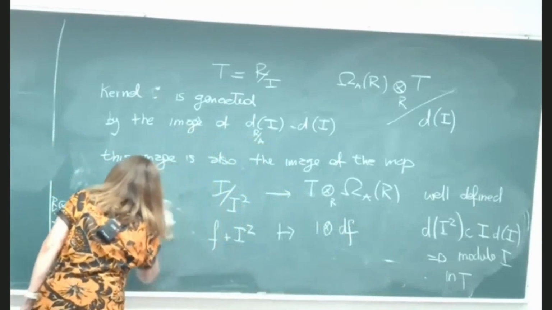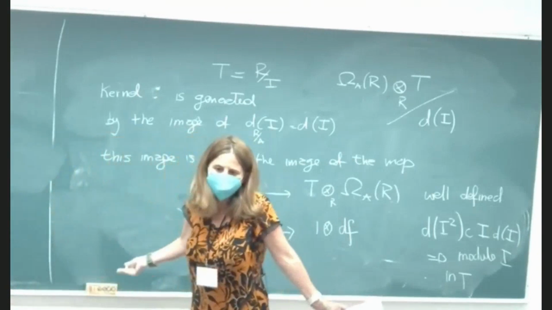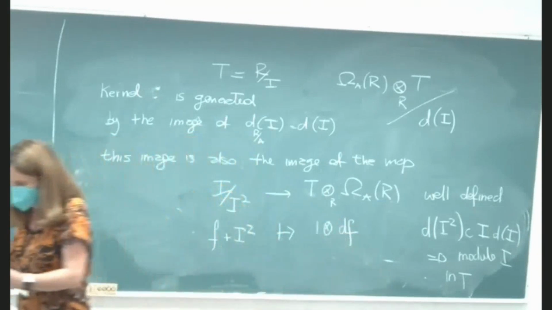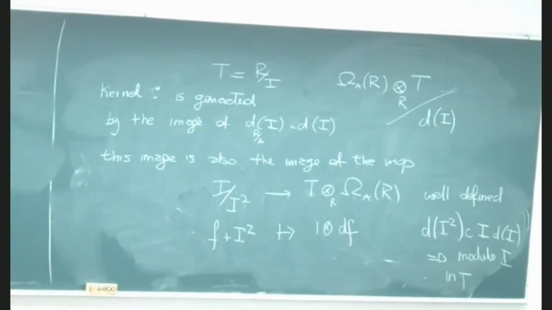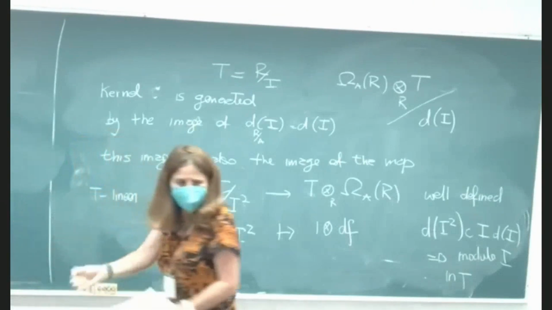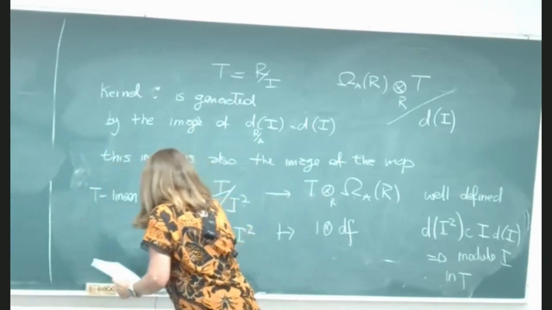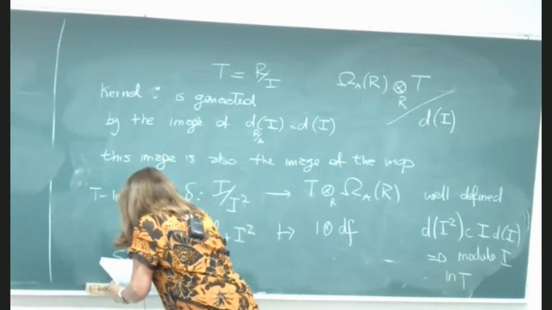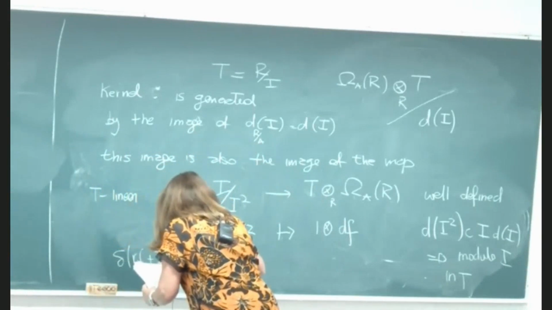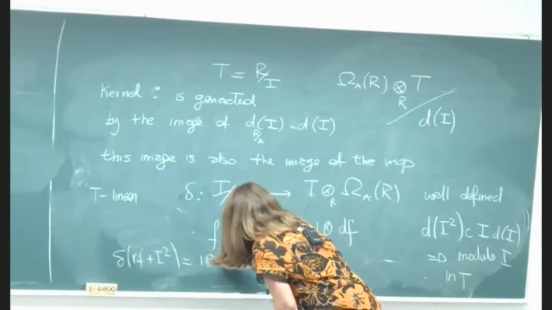So you have to show that the image goes in the right place. This shows it right away because you are tensoring with R over I. But that was exactly the content of that. Okay, and now we have to show that this map is T-linear, because I claim that this map is T-linear. Let's call it delta, because delta of Rf plus I square is, remember how we defined it here, 1 tensor d of Rf.